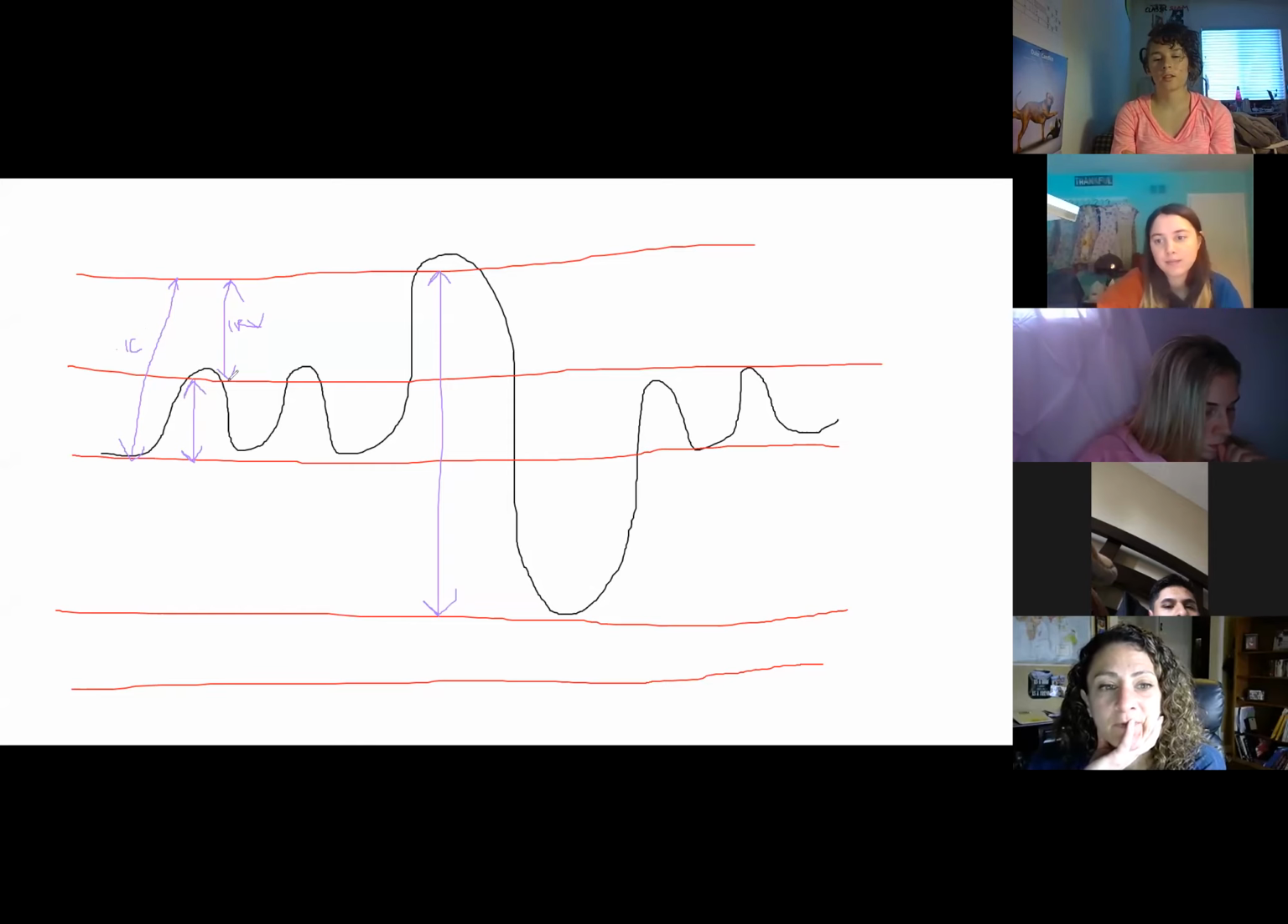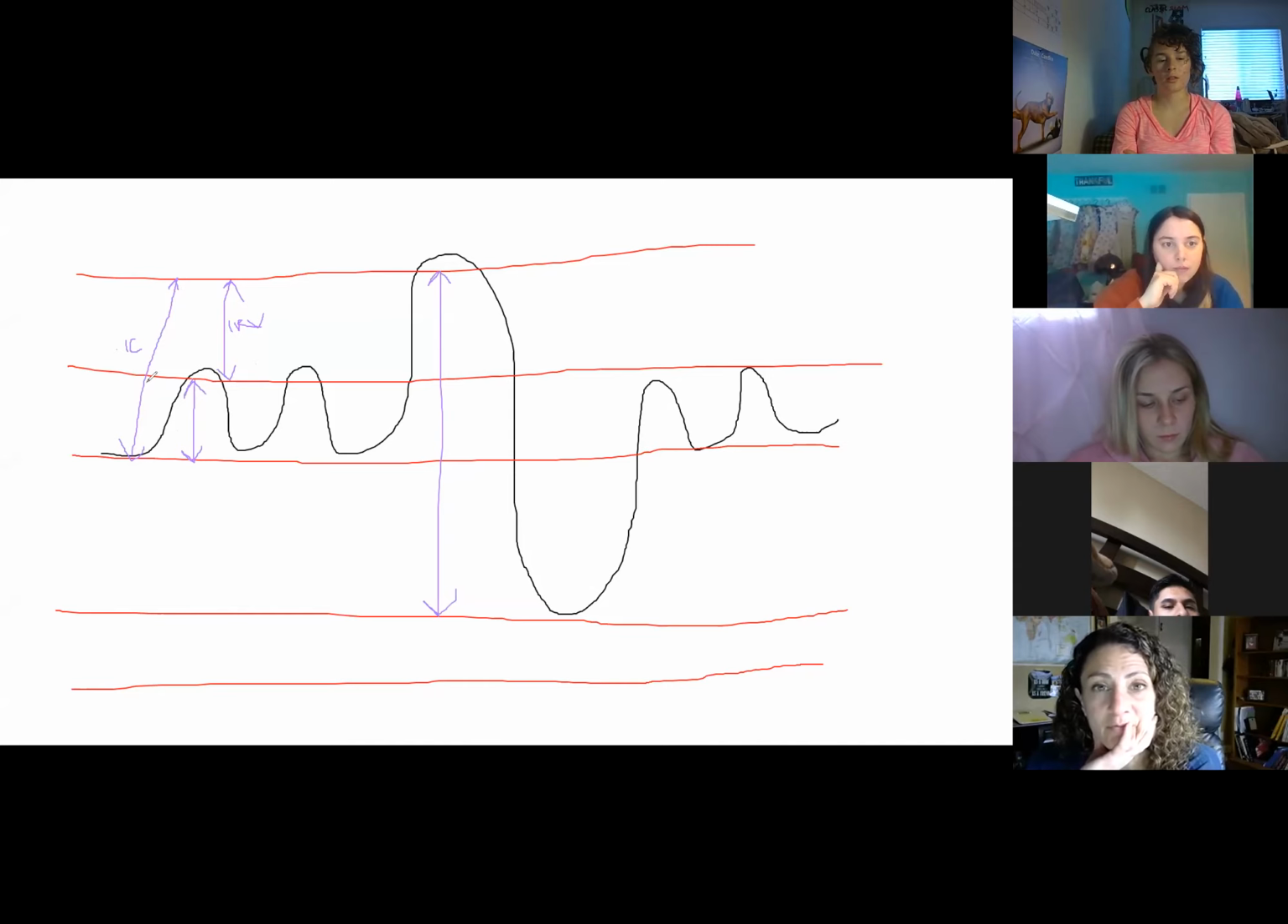So the air you could inspire beyond your normal inspiration is your inspiratory reserve. If you include the tidal volume, your normal breath, plus your reserve, that's the inspiratory capacity. Your maximal inspiration and maximal expiration is your vital capacity. That's the maximum amount of air you can move through your lungs in one breath.